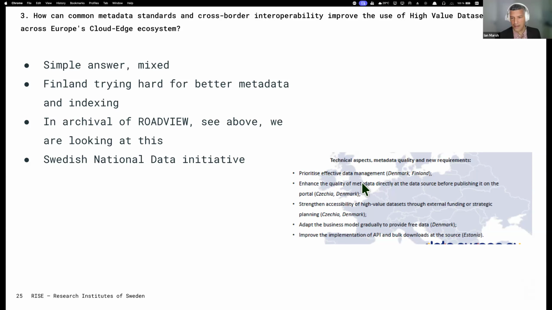Just as an aside, from the data from the European ones, I went through some of them, and they mentioned the metadata. So that's extremely important. So it's, I would say, how common? Not much, except in Finland where they're a little bit ahead.